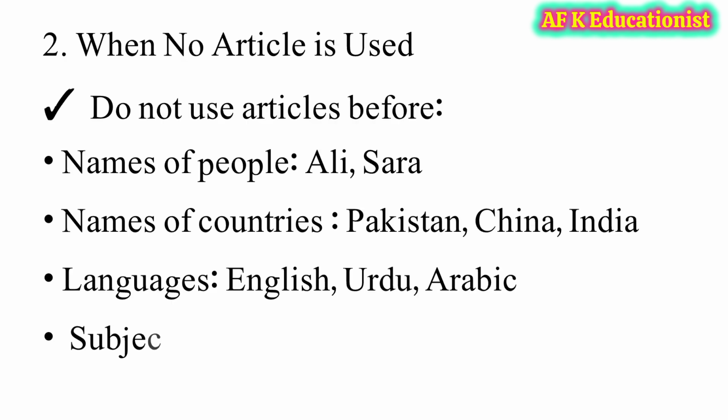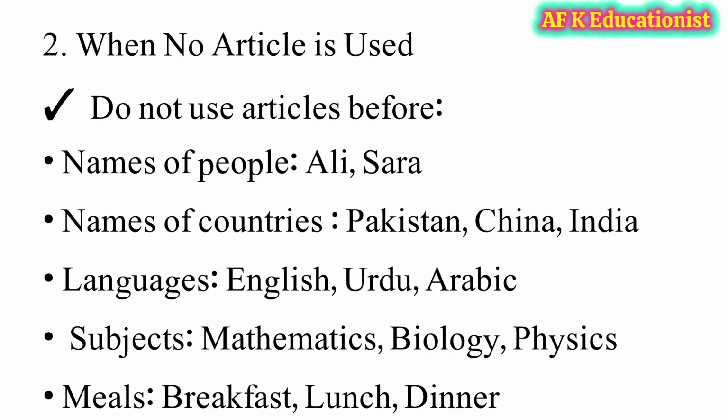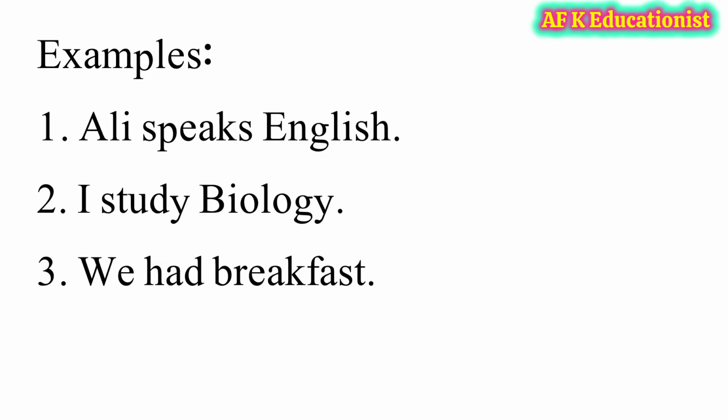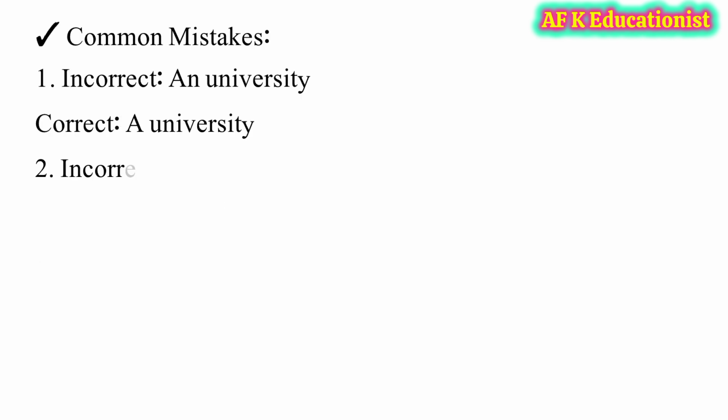When no article is used. Do not use articles before names of people: Ali, Sarah. Names of countries, mostly: Pakistan, China, India. Languages: English, Urdu, Arabic. Subjects: mathematics, biology, physics. Meals: breakfast, lunch, dinner. Examples. Ali speaks English. I study biology. We had breakfast.